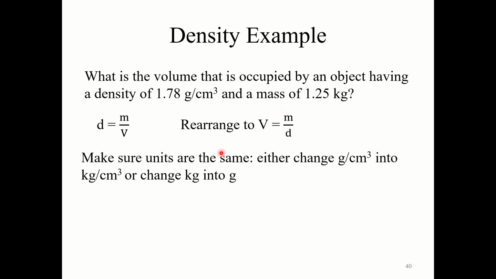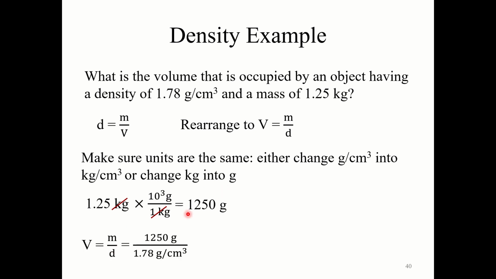Next, again, you want to make sure that the units are the same. So you would either need to change the density from grams per centimeter cubed to kilograms per centimeter cubed, or you could change the kilograms into grams. I think the second option is easier. So I'm going to convert that mass from kilograms to grams using this conversion factor. So 1.25 kilograms equals 1,250 grams.